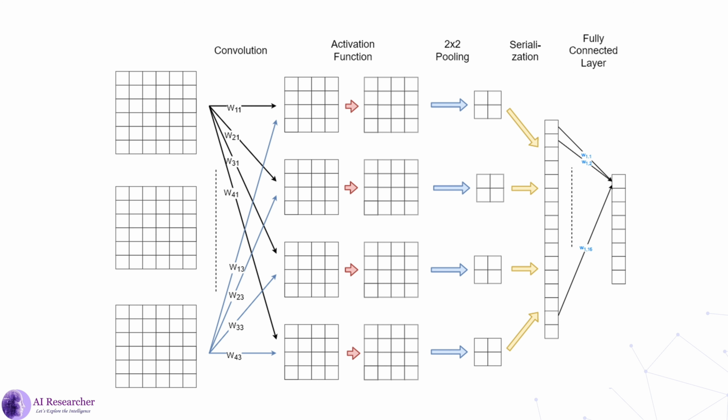The resulting feature maps are serialized, or we can say flattened, into a vector form before being fed into a fully connected layer, where the final classification decision is made based on the learned features. So this is how the convolutional layer works. The next layer of the convolutional neural network is the pooling layer.